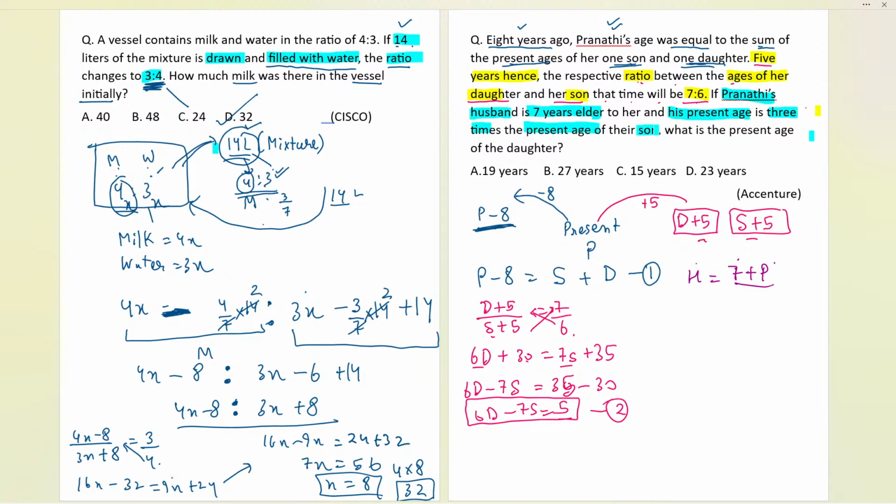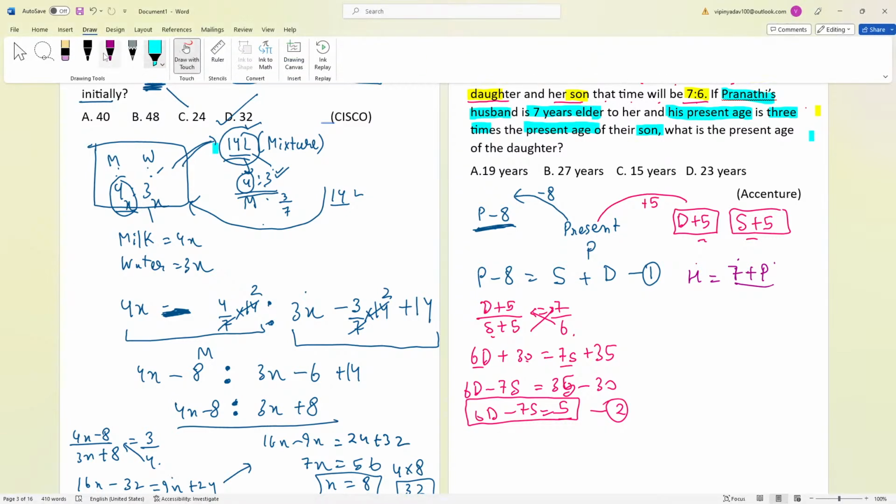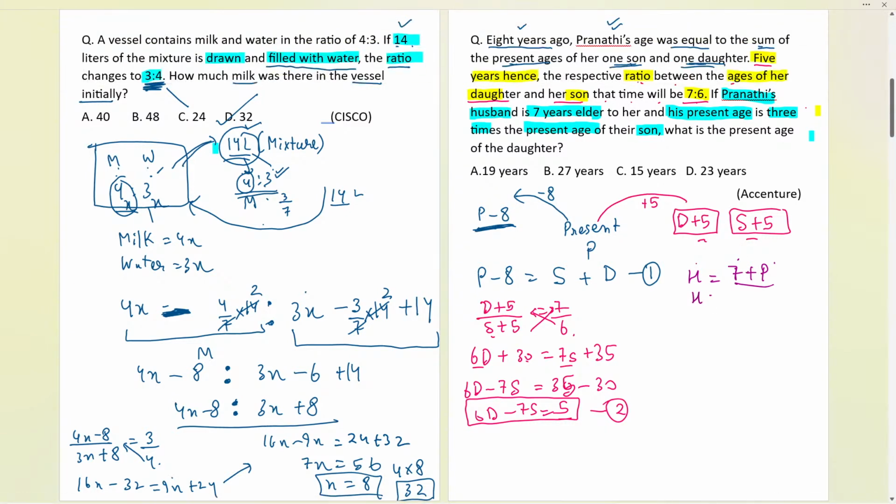And further what it is saying is, his present age is 3 times the present age of his son. Who? His present age means what? We are talking about the husband now. So that's why the age of husband is 3 times the age of his son. So again, one more part over here. Acha, H is over here. Can I write this 3S in place of H? Yes. So it will become 3S equals 7 plus P. We will be obtaining this. So this is the third equation that we have got over here.